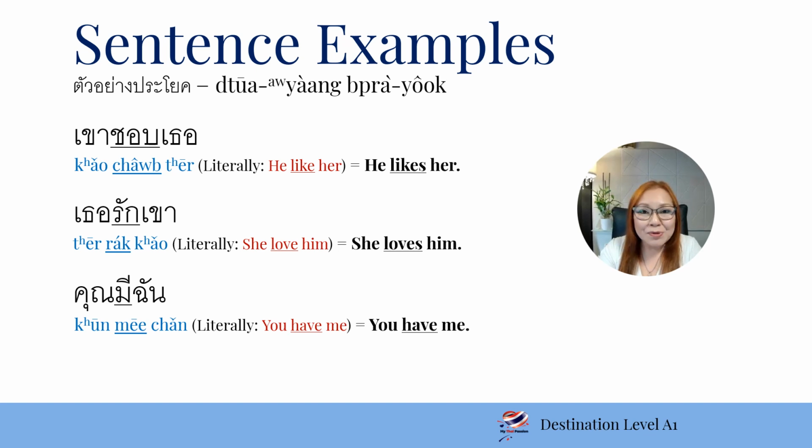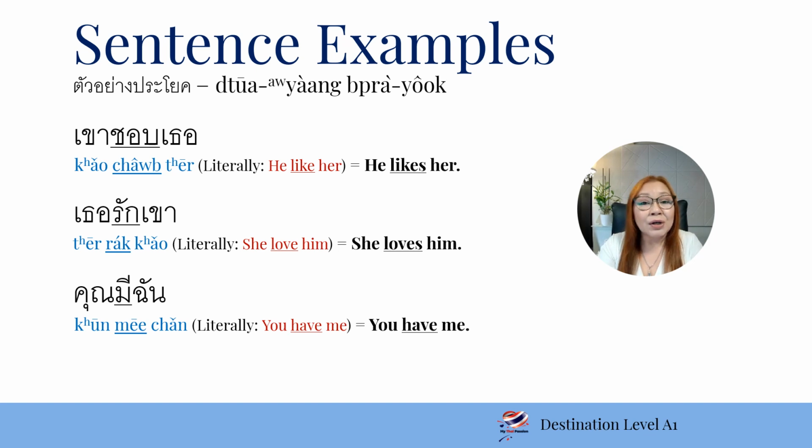So here are some sentence examples for you. ตัวอย่างประโยค. ตัวอย่าง means example, and ประโยค means sentence. So you see, in Thai we don't say sentence examples, we say example sentence, ตัวอย่างประโยค. Okay, let's have a look at the first sentence. เขาชอบเธอ, He likes her. So you see, เขา is the subject in this sentence, so it means he. Whereas เธอ comes after the verb ชอบ, so it's the object in this case, and it means her. เขาชอบเธอ, He likes her.